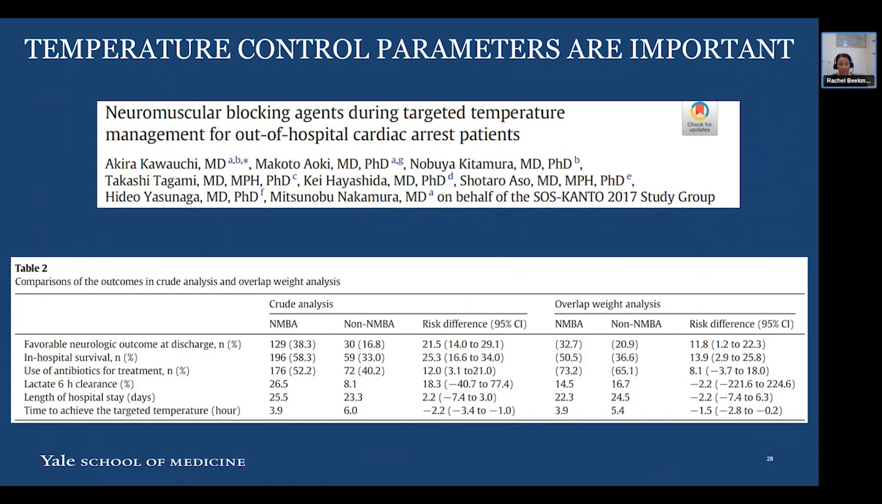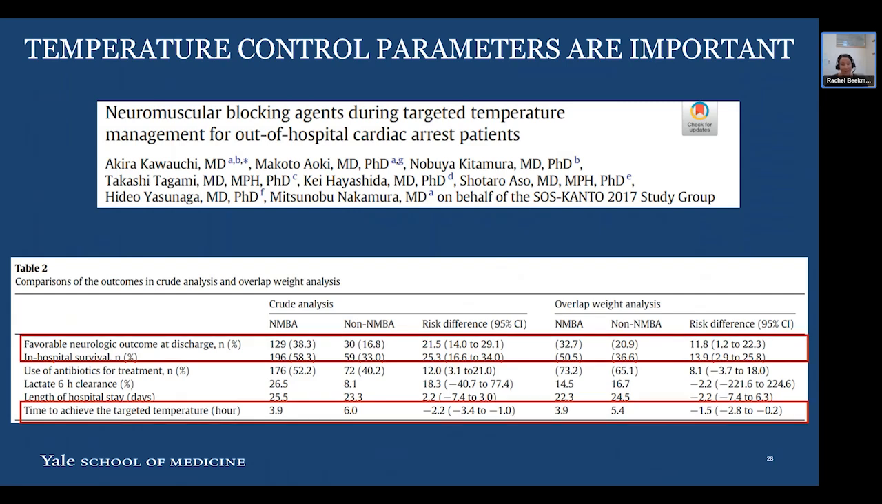In this post-hoc analysis of a prospective multi-center observational cohort, 516 patients treated with temperature control were included. Patients who received neuromuscular blockade during temperature control were more likely to achieve good neurologic outcome and hospital discharge than patients who were not treated with neuromuscular blockade. Furthermore, the time to achieve target temperature occurred in 3.9 hours in patients who were treated with neuromuscular blockade versus 6 hours in patients who were not treated with neuromuscular blockade. That's a gain of 1.5 hours.